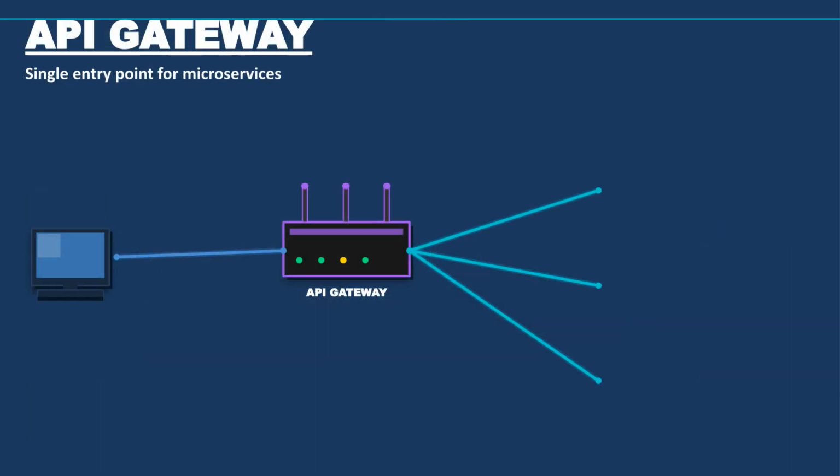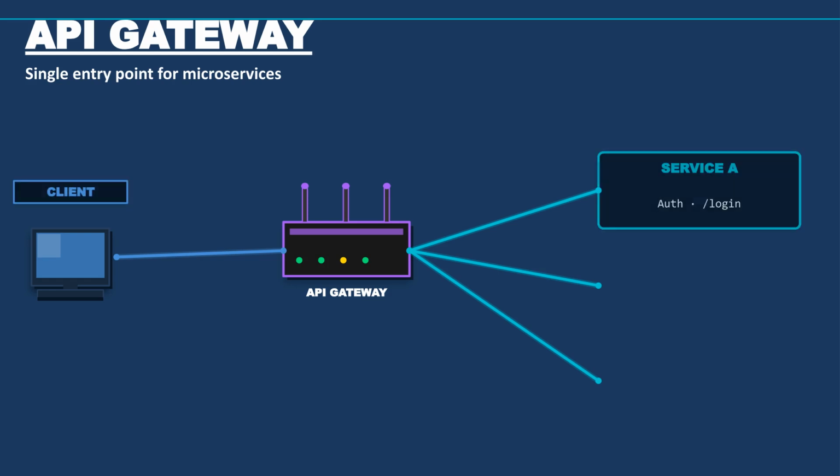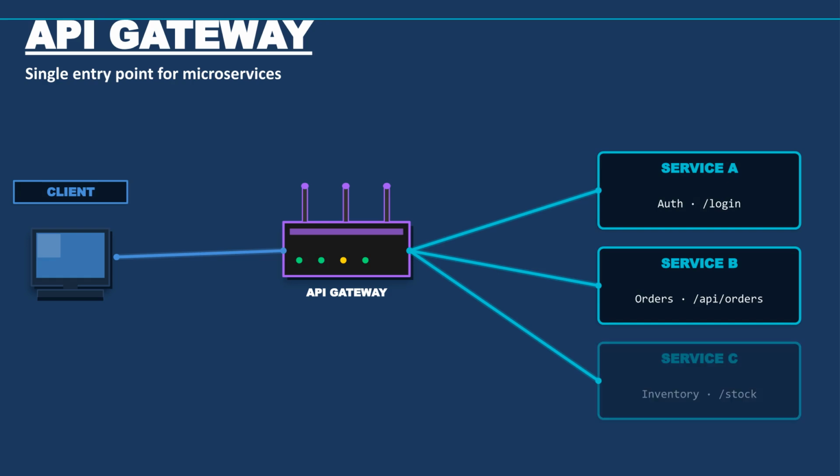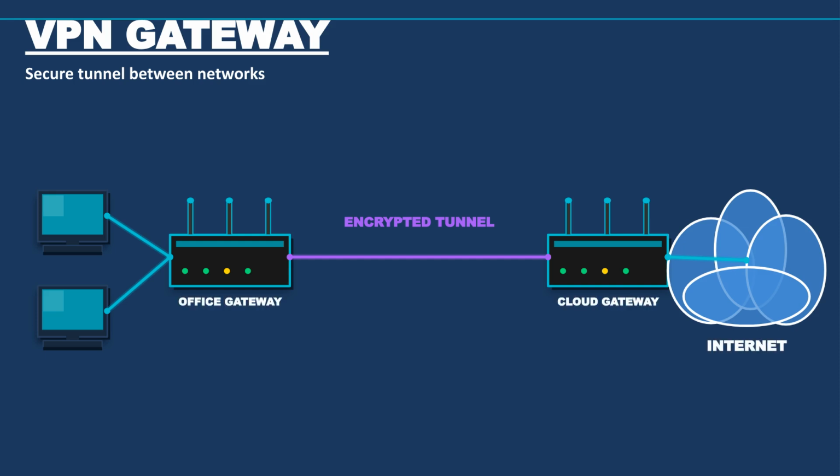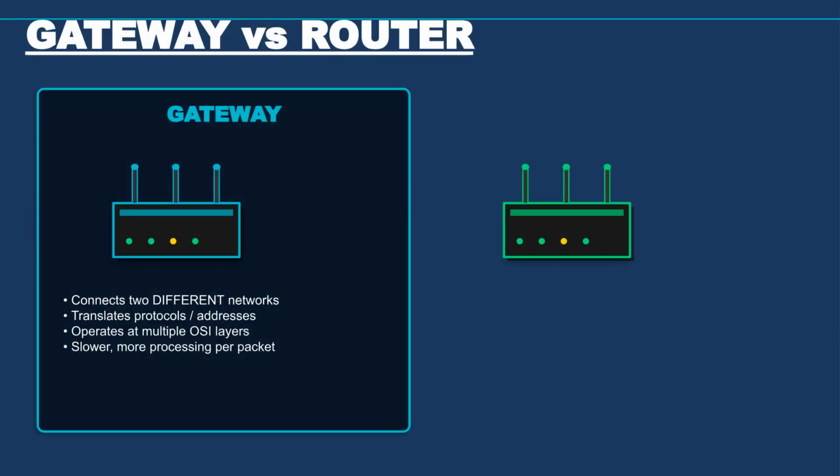An API gateway serves as a single entry point for microservices. It directs client requests to different back-end services, such as authentication, order processing, or inventory management. A VPN gateway creates a secure, encrypted tunnel between two networks, such as your office and a cloud service, ensuring data privacy and integrity.